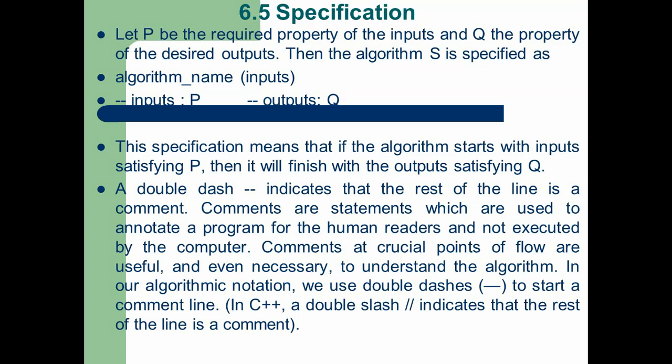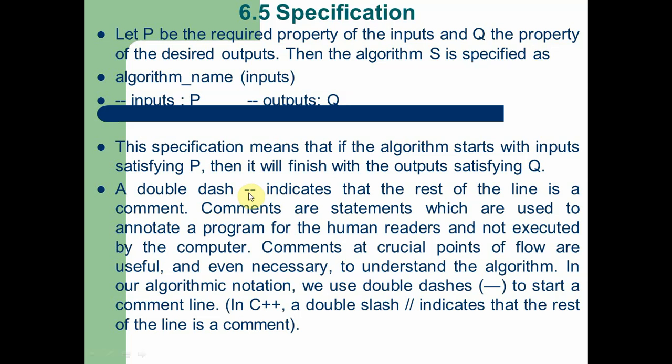For that we use a symbol called double dash, which indicates that the rest of the line is a comment. Comments are statements which are used to annotate a program for human readers and are not executed by the computer. Comments are crucial points of flow, useful and even necessary to understand the algorithm. So when we write an algorithm, we can use this double dash symbol for giving a comment about a variable, a function, or a program.